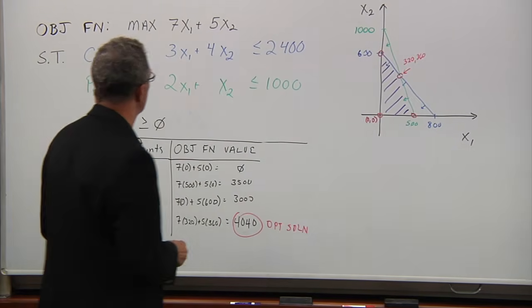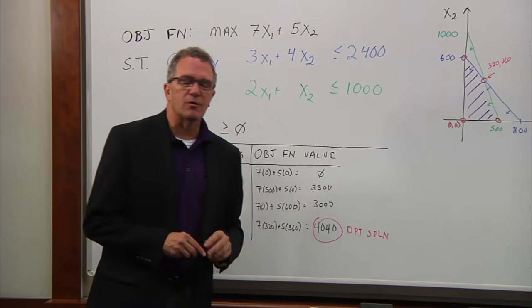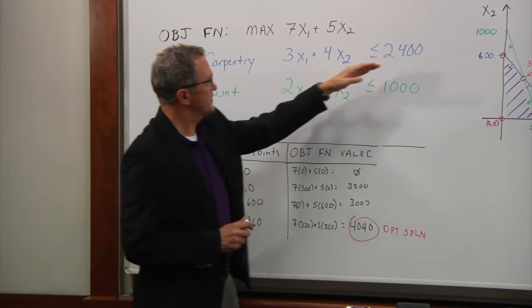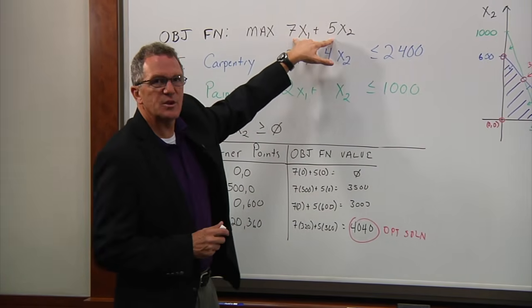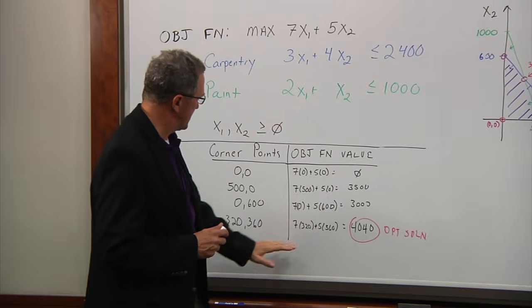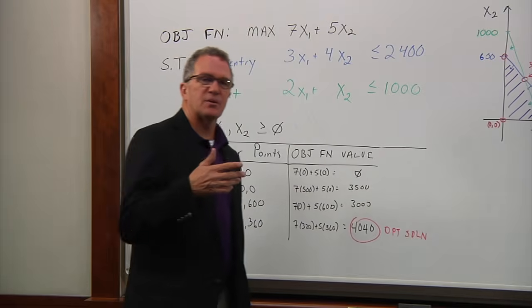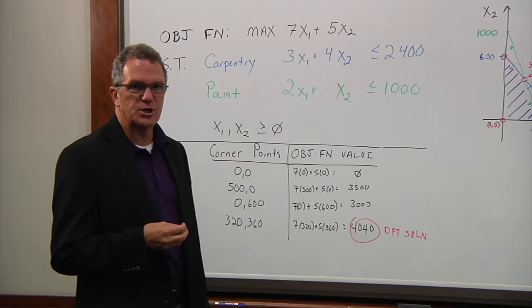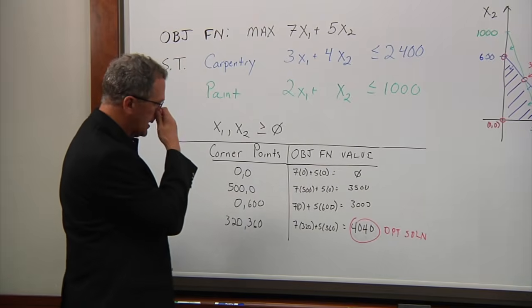In this case, we've said we have 2,400 hours of carpentry and we have 1,000 hours of paint. If we have 1,000 hours of paint, 2,400 hours of carpentry, and the assumptions on profit margin are the same, we're going to make 320 tables, 360 chairs. And that's going to give us a profit margin of $4,040. You've seen that in several videos before. I won't go back through that.